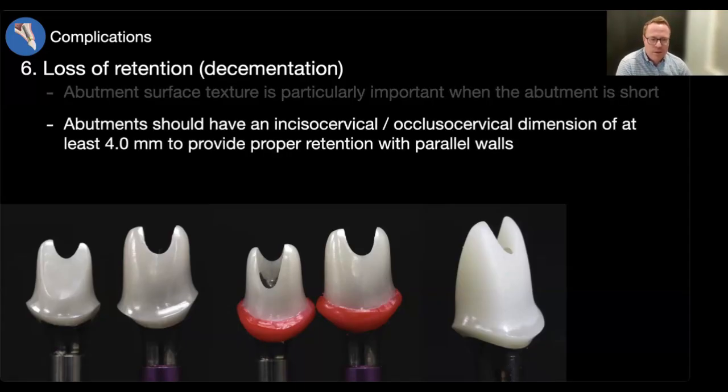So that's something where we really want to make sure that we have adequate height and walls to the abutments, and treat it as if you don't think a tooth, if it was that same shape, could hold a crown. Well, it won't hold it when it's on an implant either.